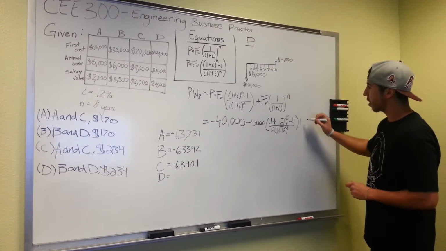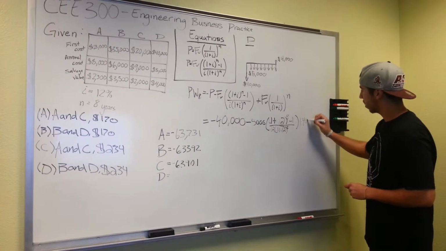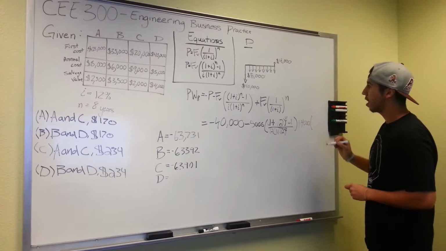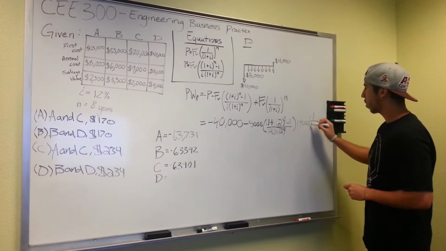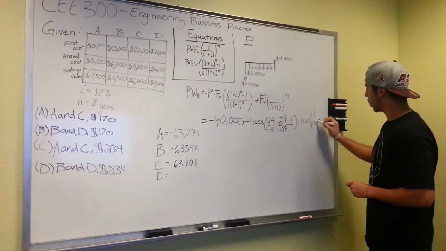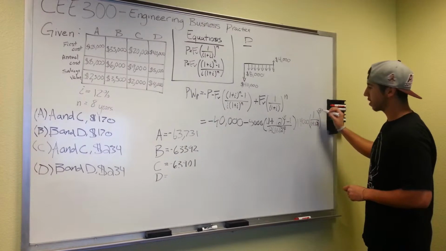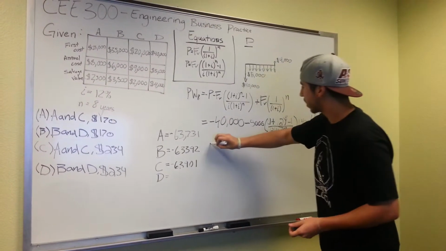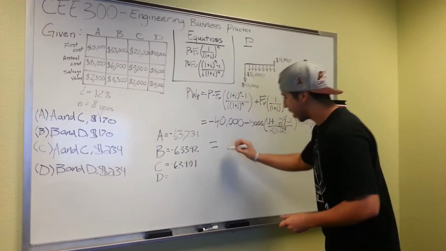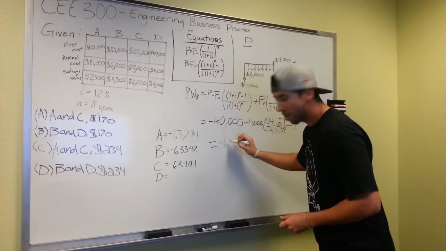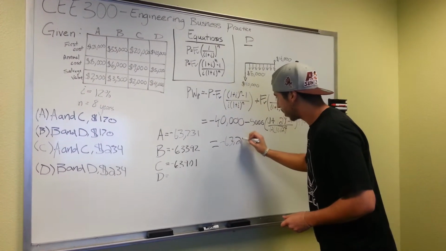Then, for the salvage cost, you have a $4,000, and then it's going to be 1 over 1 plus 0.12. You're going to take all of that to the 8, because it's 8 years again. So this guy actually came out to be negative $63,222.